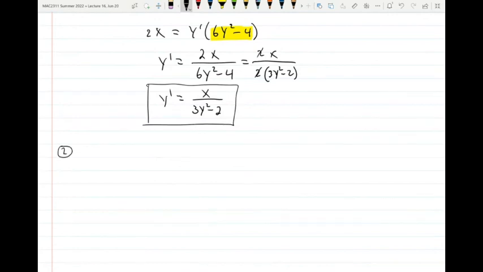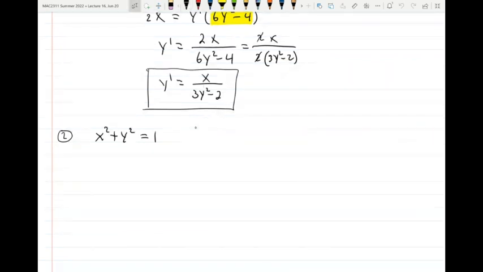So let's see, you do it. So x squared plus y squared equals 1. Find y prime. Anybody has an answer? What is it? I got negative x over y. So y prime equals negative x over y. Everybody getting the same thing?